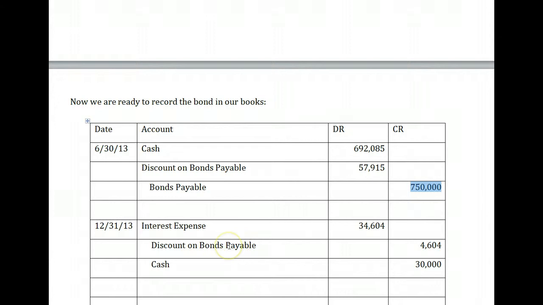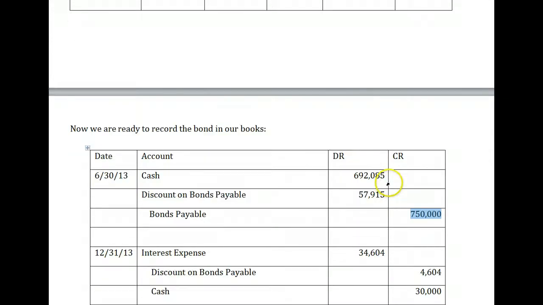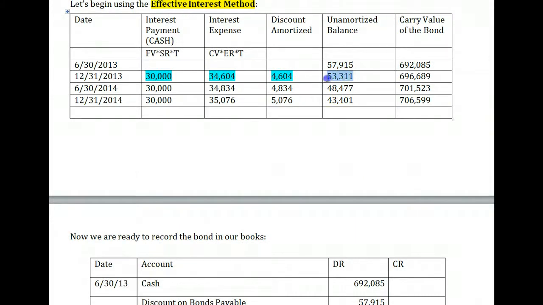That's the reason it's called the carrying value of the bond. That's the amount you actually report on your balance sheet for that bond. It would be the bonds payable $750,000 netted with the discount amount, which at this point is $53,301, which would leave us a balance on our balance sheet of $696,699.